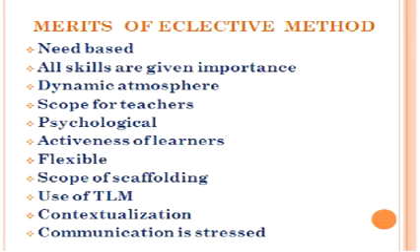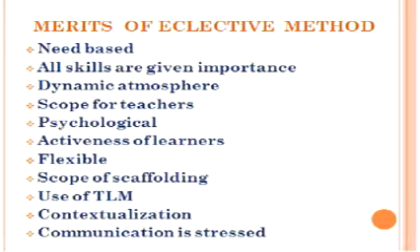And next one is eclectic method is quite flexible. Flexible in the sense that this method gives the teacher scope to use different types of techniques, methods, strategies, approaches. Next one is there is scope of scaffolding. That is the teacher can give assistance to the students. The next one is use of TLM. You are all aware about the utility of using TLM, and this eclectic method gives scope for using TLM in the classroom.